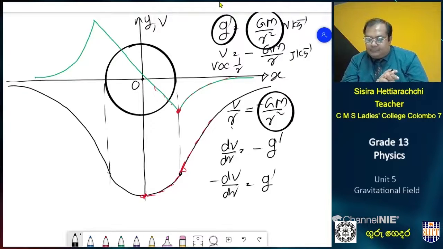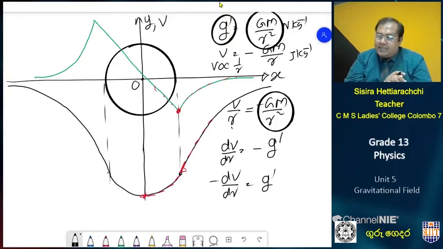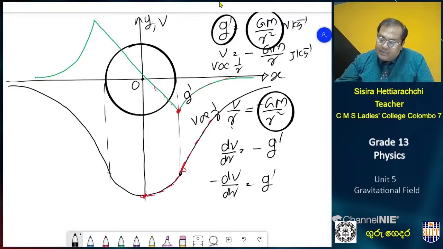We can do a few questions with this potential equation, right? You can complete this diagram also. Potential variation outside especially is not a deep gradient, because potential is proportional to 1 over r, but g dash we saw is 1 over r squared, therefore it decreases rapidly, while potential decreases slowly.